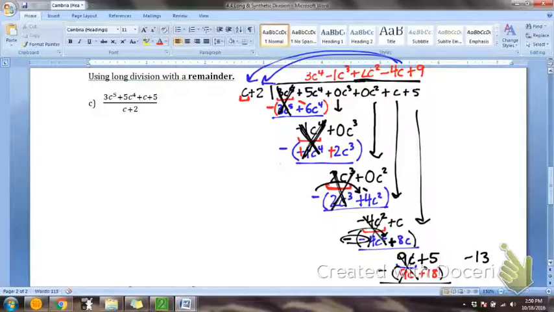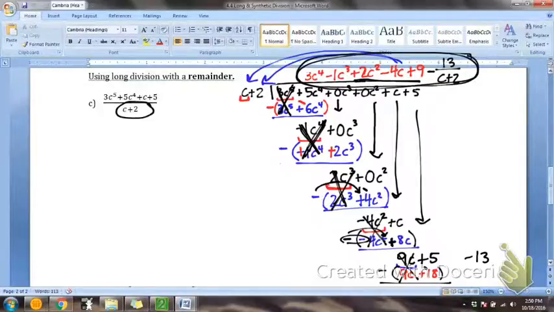Do you guys remember how to handle it if you have a remainder? Okay, we did the little r. In elementary you did like the little r, remainder 13 or something like that? Okay, so instead of doing the little r, we're going to write it as a fraction. So it's minus 13 over c plus 2, whatever we divided by, which is the c plus 2. That's how you would write the division answer. So remainders are okay. You always write them as a fraction.